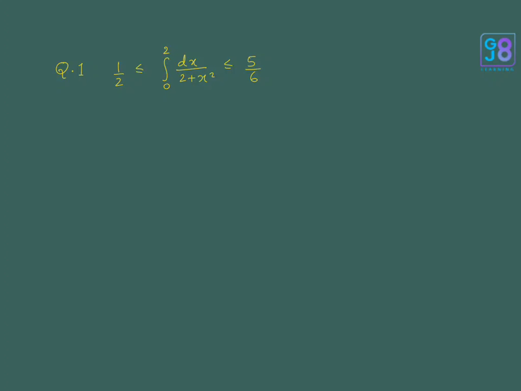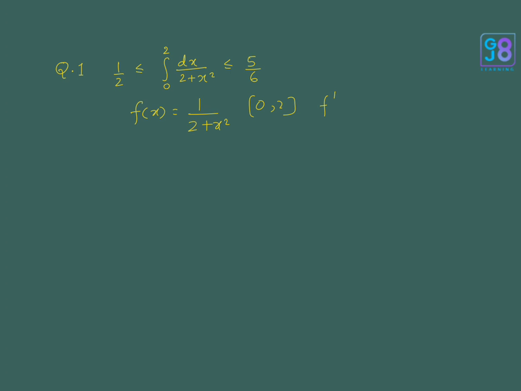So let us consider this problem on integrals, which falls under the category estimation of integrals. We have to estimate whether the given integral from 0 to 2 of dx by 2 plus x square lies between the range of half and 5 by 6. Let us consider the graph of the function f of x, which equals 1 over 2 plus x square, over the interval 0 to 2.